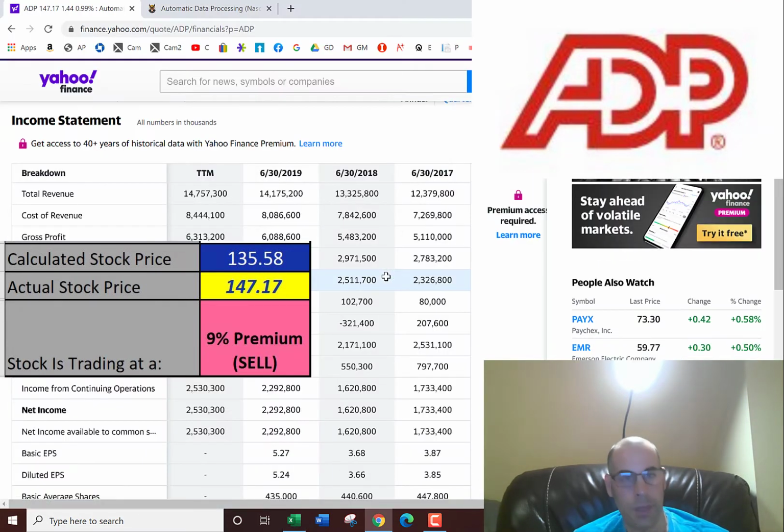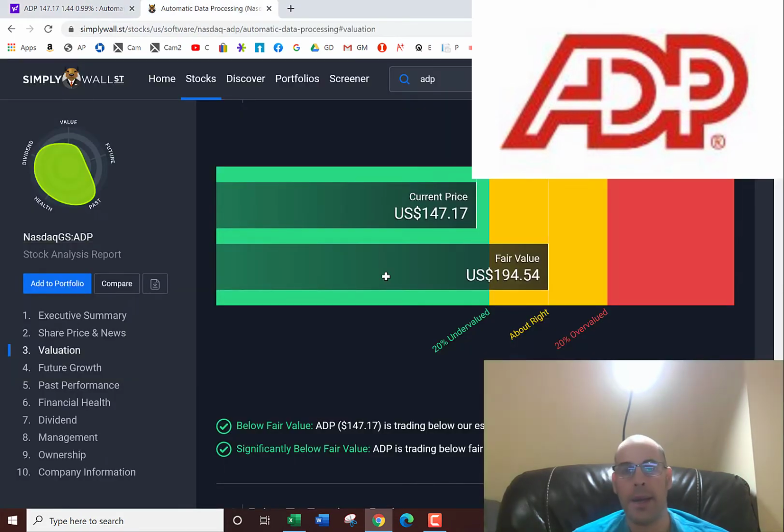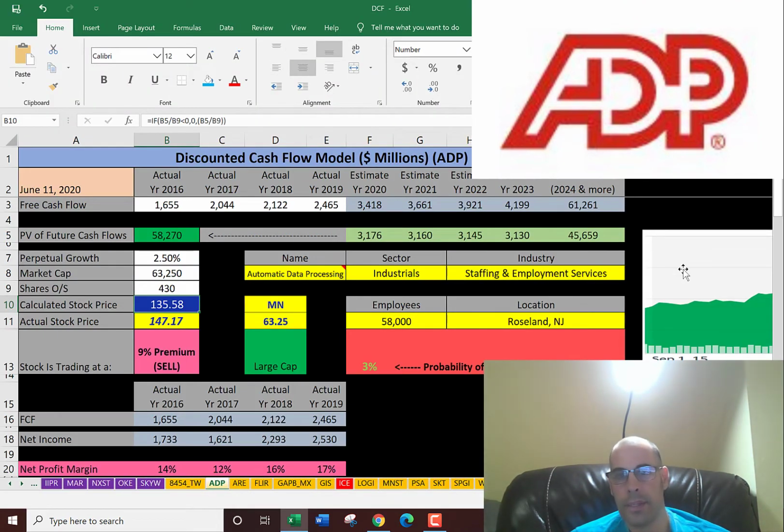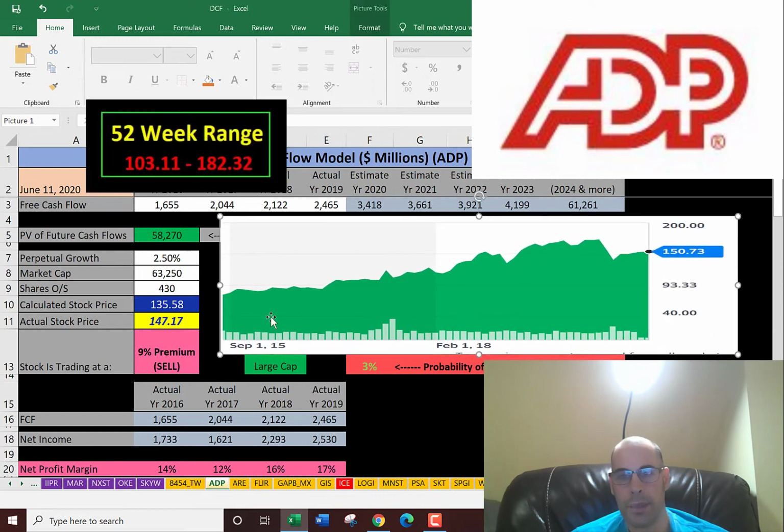Let's look at Simply Wall Street to see what they're trading at. They're valuing the stock at $195, so they're valuing it much higher than I am. Let's look at the historical stock price to see where the stock has been moving. It looks like it's been on a pretty good incline for several years. Then in March it dropped a little. It's come back up a little bit, but it's still below its high of probably 170 or so. So it's sitting around the 150s.